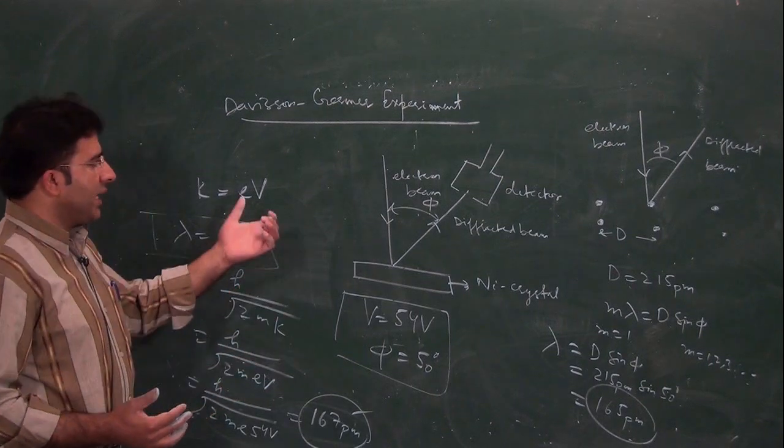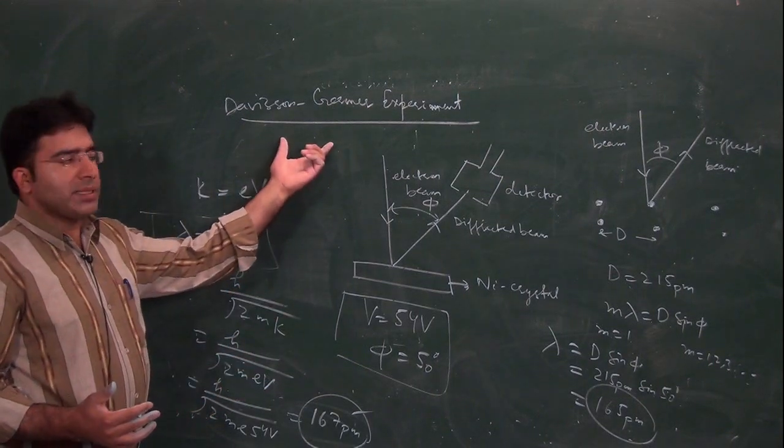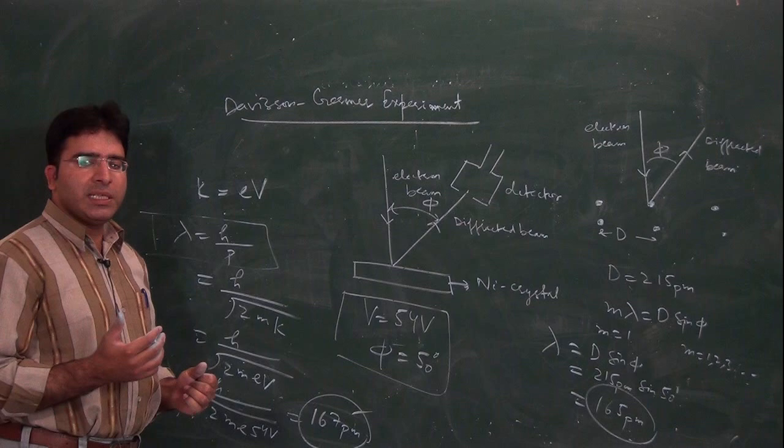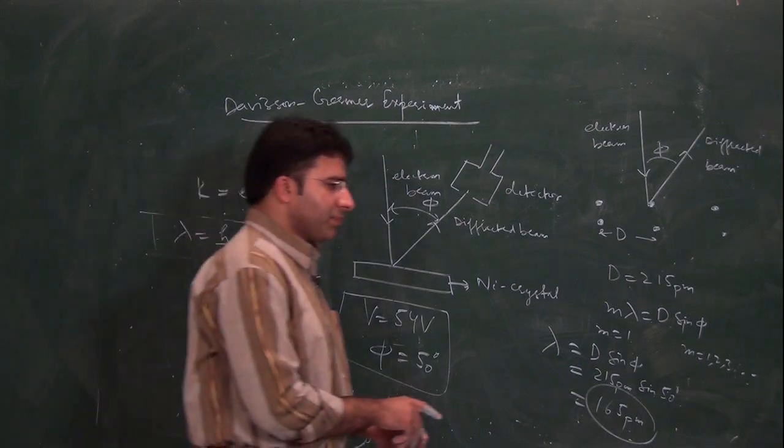Now we have the last idea to discuss in this chapter on dual nature of matter and radiation, that is Heisenberg's uncertainty principle.